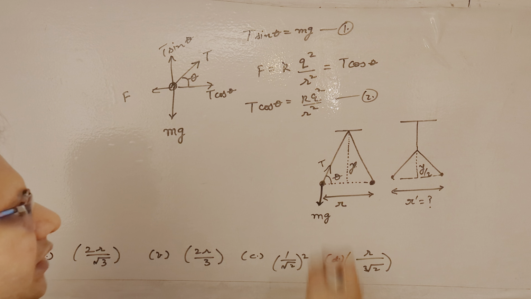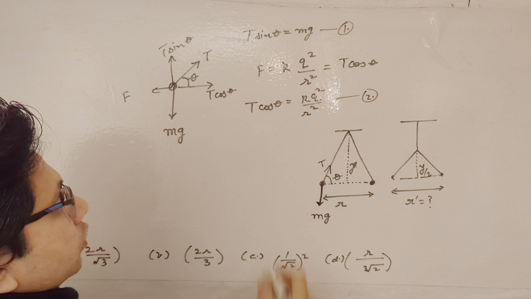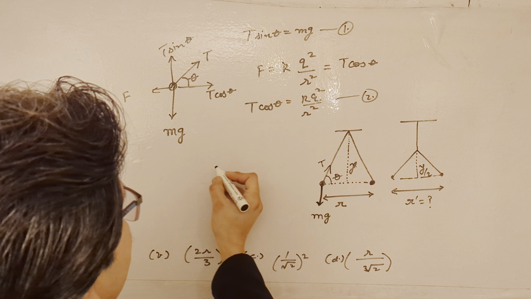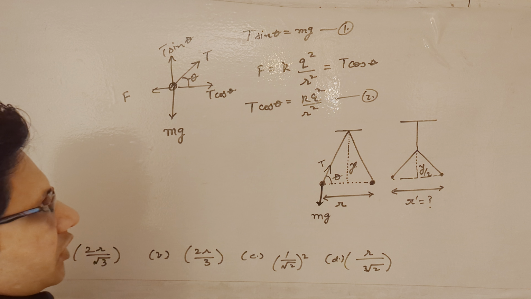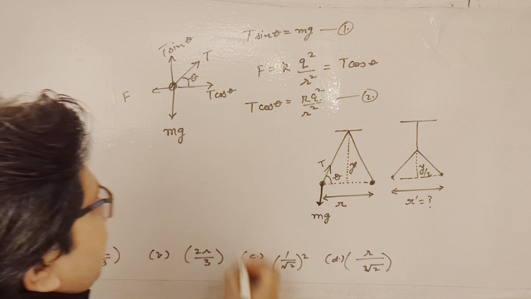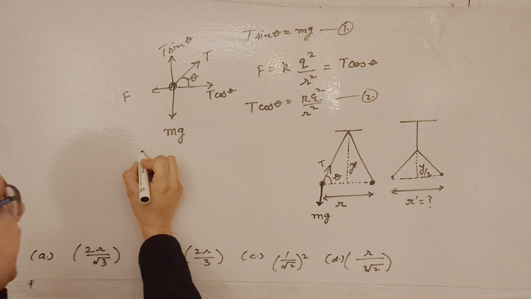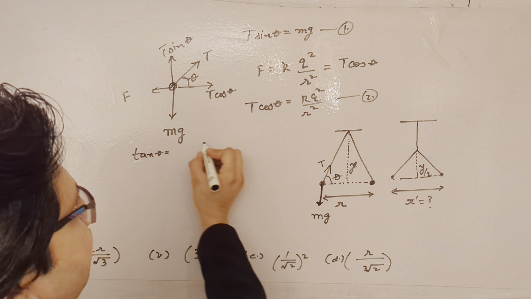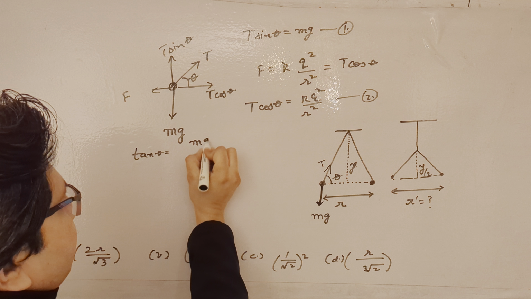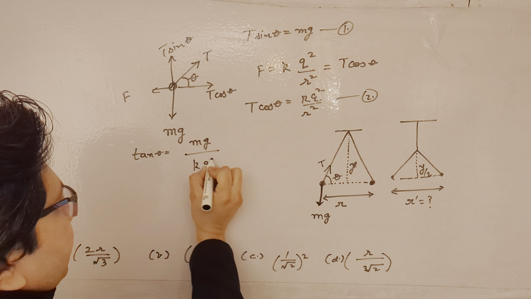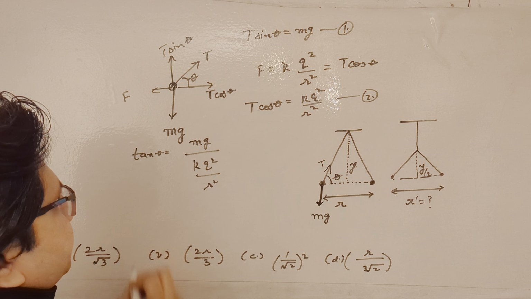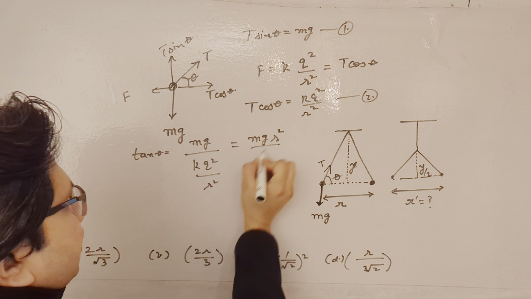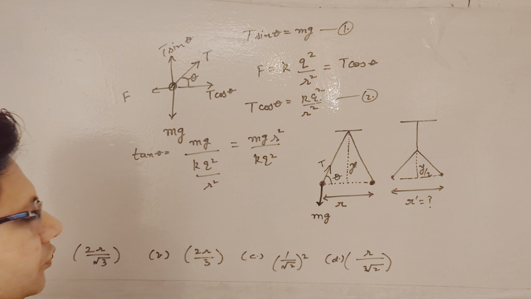Now we have to eliminate this T. To eliminate T, we divide these two equations, left hand side by left hand side and right hand side by right hand side. T cancels and we get tan theta is equal to mg upon kq square upon r square. So this becomes mg r square upon kq square.